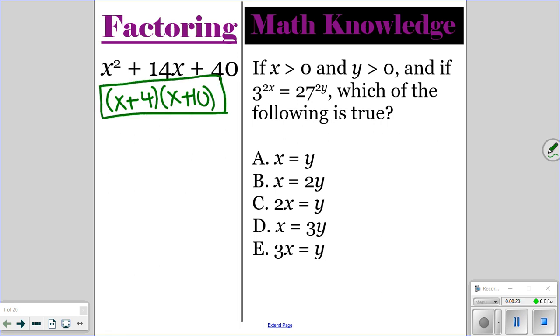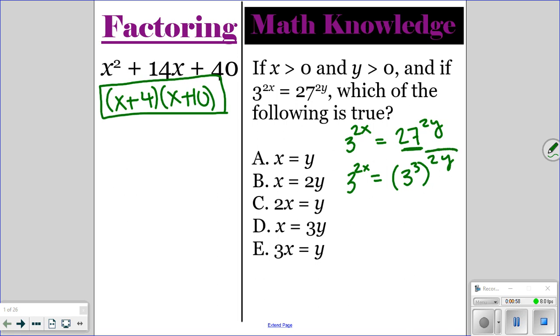For the math knowledge question, you're looking for numbers that are greater than 0 for x and y, and it says that this equation is true. So 3 to the 2x is the same thing as 27 to the 2y. So what we need to do is make this 27 so that it's 3 to the something. So 27 is 3 cubed. So instead of 27 to the 2y, we can say 3 cubed to the 2y.